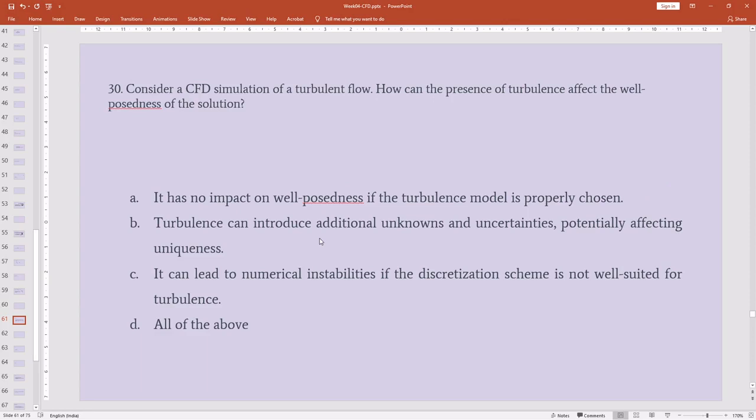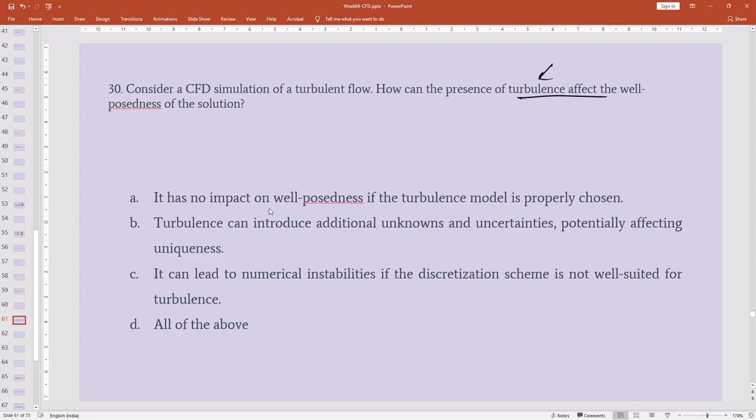Next question. Consider a CFD simulation of a turbulent flow. How can the presence of turbulence affect the well posedness of the solution? We have seen the influence of different terms on well posedness. Here the question is about how turbulence is going to affect the well posedness of the numerical simulation.